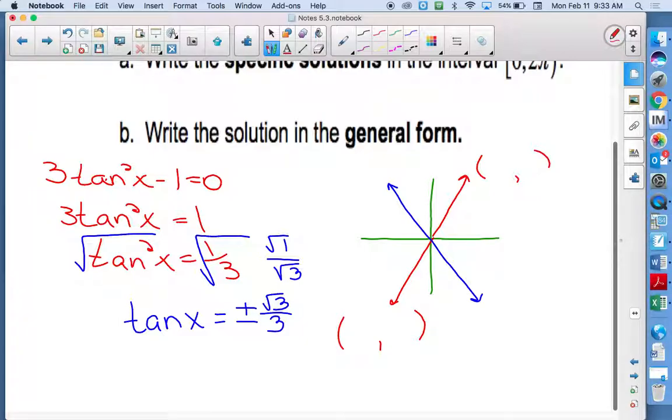Pi over 6. And why do you say pi over 6? Because the ordered pair is square root of 3 over 2 and 1/2. And if you put y over x, which is tangent, it becomes... Wait, did I get that wrong? Oh no, I got that right. Okay. No, you're good. It becomes square root of 3 over 3. Good, no, perfect. So he said tangent is y over x.